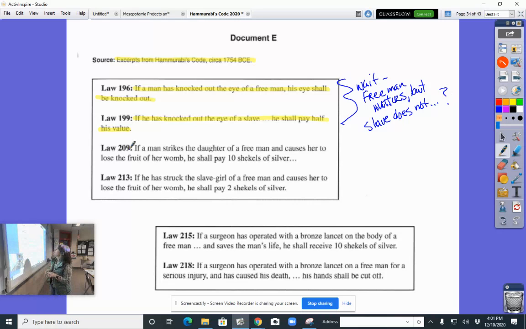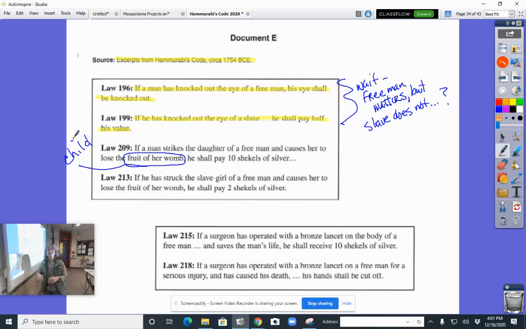Okay, Law 209: if a man strikes the daughter of a free man and causes her to lose the fruit of her womb, what in the world is that? The fruit of her womb, he shall pay 10 shekels of silver. Well, the fruit of her womb is a child.